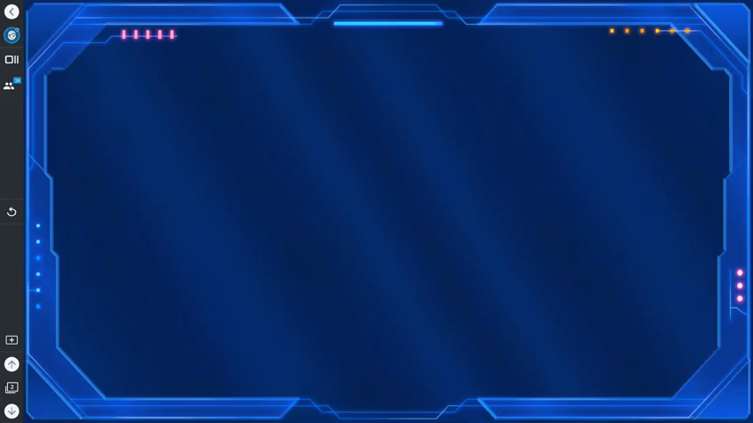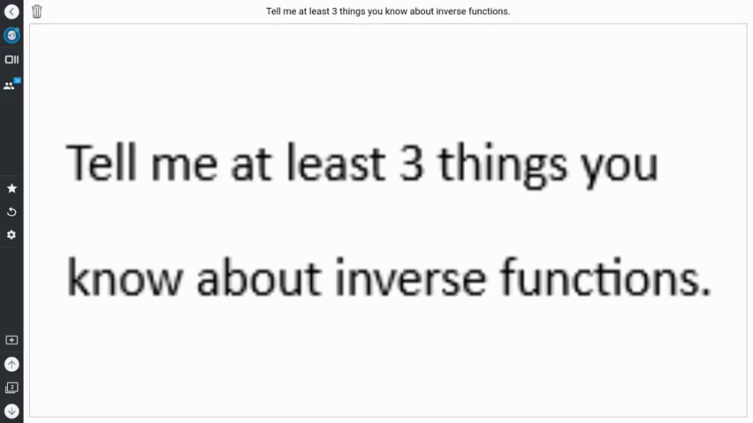Tell me at least 3 things that you know or remember about inverse functions. Okay, tell me at least 3 things you know about inverse functions. At least 3. But you can give me more than 3.